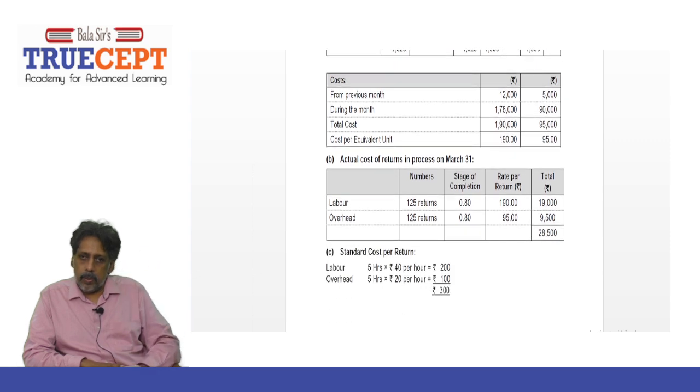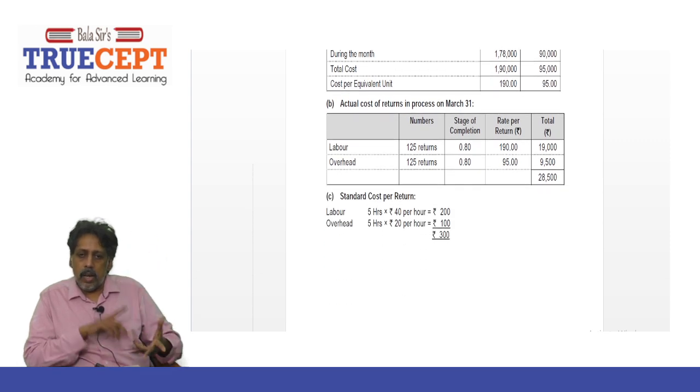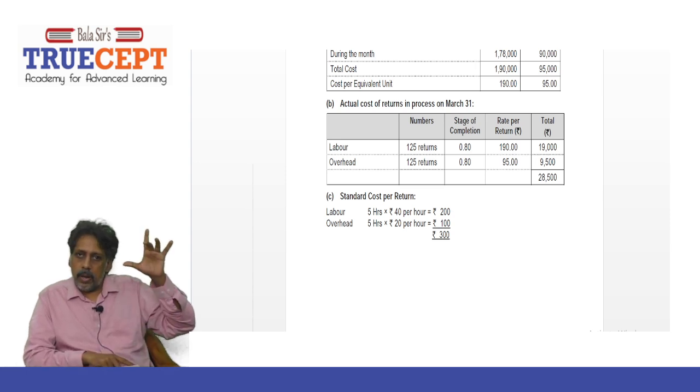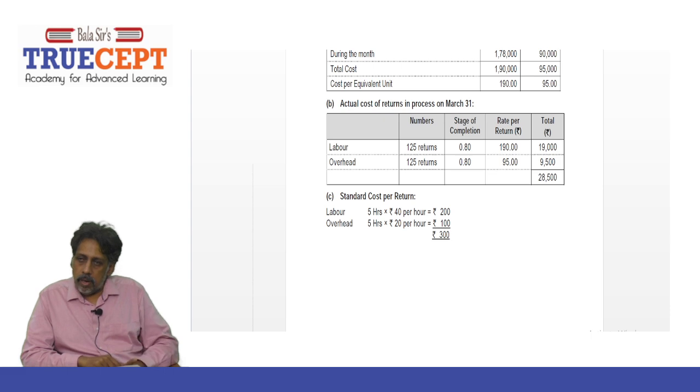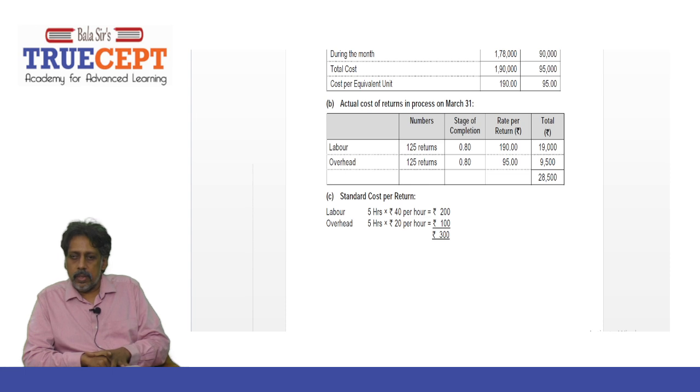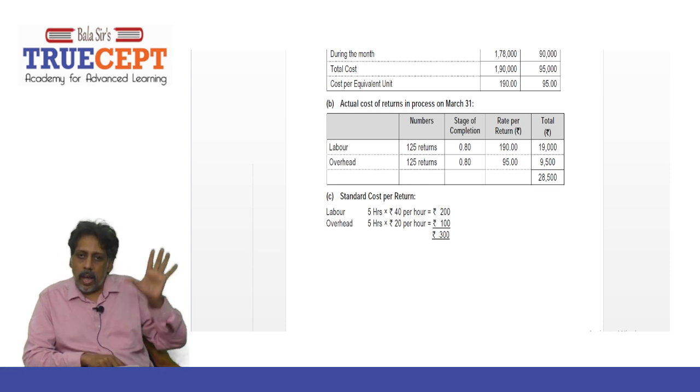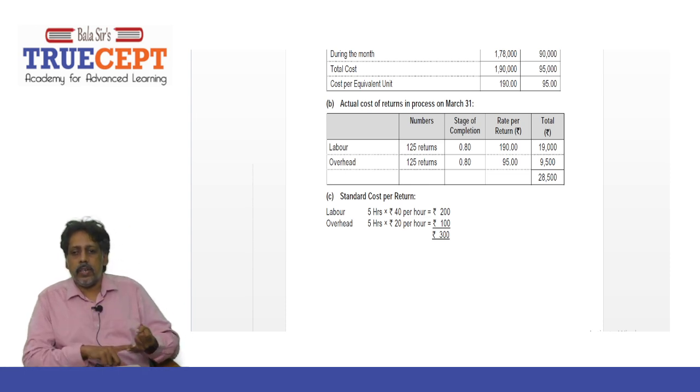Then subdivision B, very simple. Now just see the equivalent units of output for closing work in progress. We have, I think, 125 returns, of that 80% complete. So 100 labor, 100 overheads, equivalent units. So what are you going to do? 100 units into 190, or you're going to show the working this way: 125 units into 0.8, nothing but 80% complete, which is 100 equivalent units. That into rupees 190 per unit, 19,000.